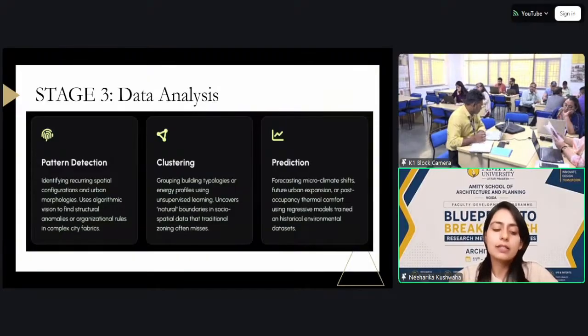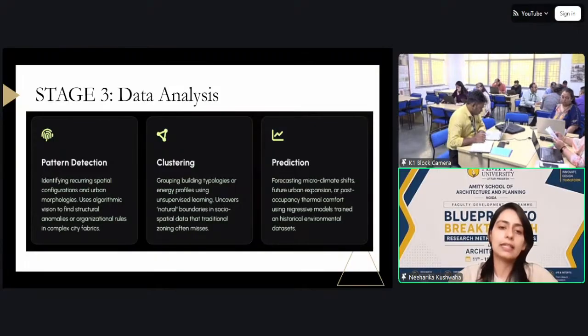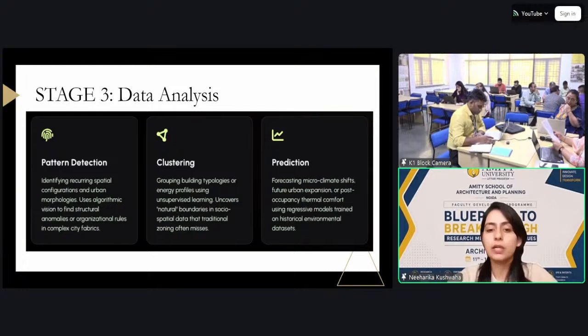So data analysis thus becomes important for researchers when you have to identify pattern detection. There are certain reoccurring spatial configurations and urban morphologies from all the data that was being collected and put into a certain data set or any AI tool that was giving you those data sets. Now I need to cluster around what are my groupings. Either it's building typologies or my energy profiles, or some kind of a new thing that you have learned while collecting that data. So the clustering becomes important.